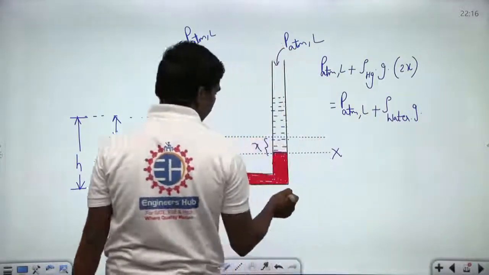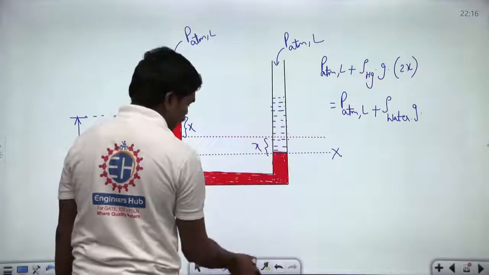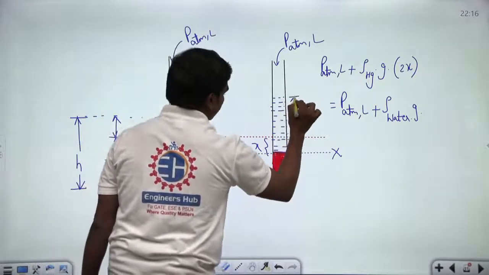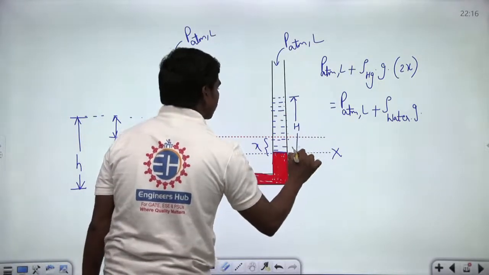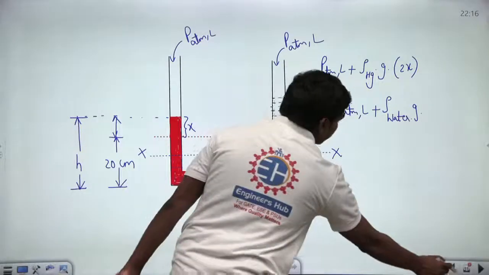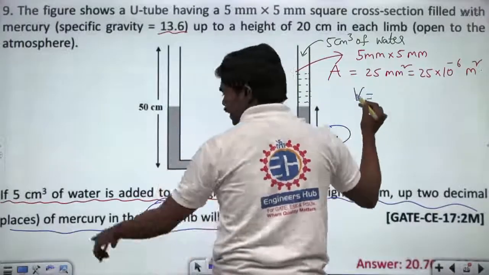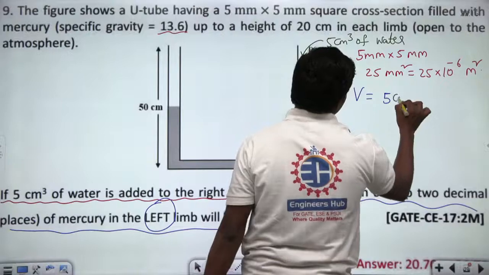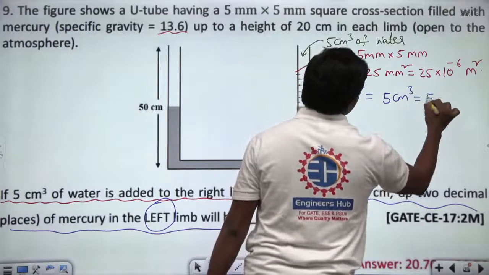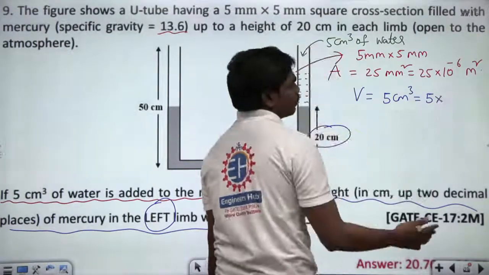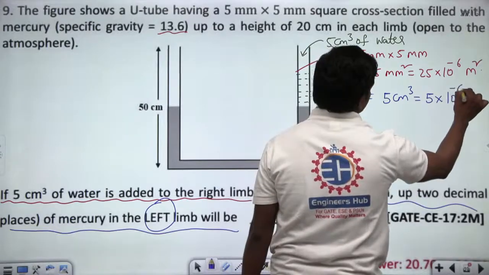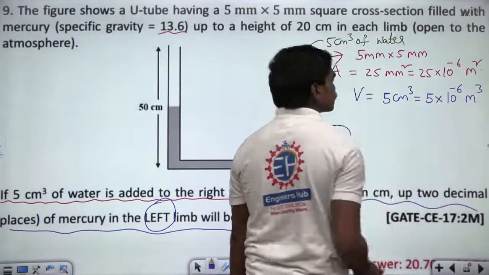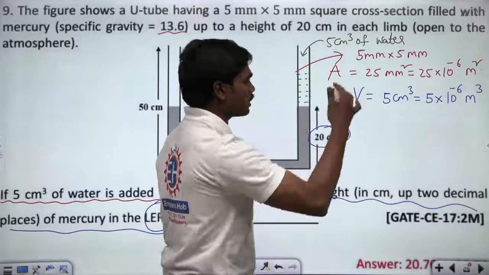Now what is this height? Or else you can identify, if you call this total height as capital H, what is the value of this capital H? Let us identify. You have seen clearly the volume added is equal to 5 centimeter cube. 5 centimeter cube is nothing but 5 into 10 to the power minus 2 whole cube, which is 10 to the power minus 6 meter cube. Correct? 10 power minus 2 whole cube, 10 power minus 6.